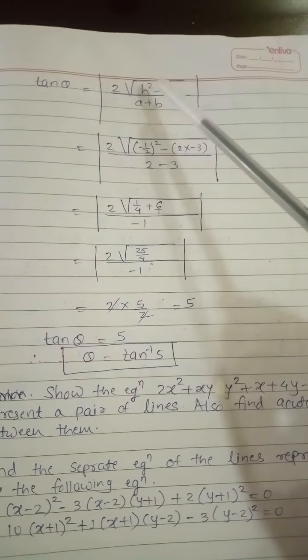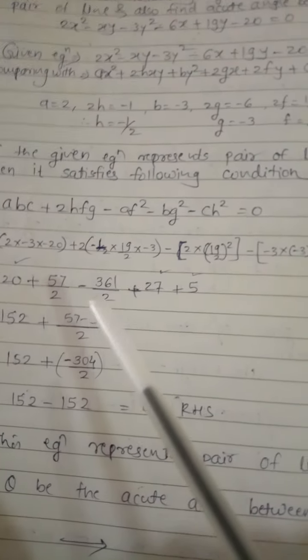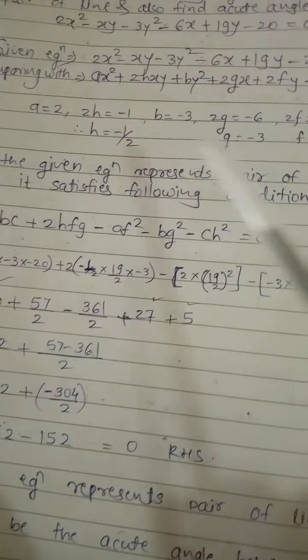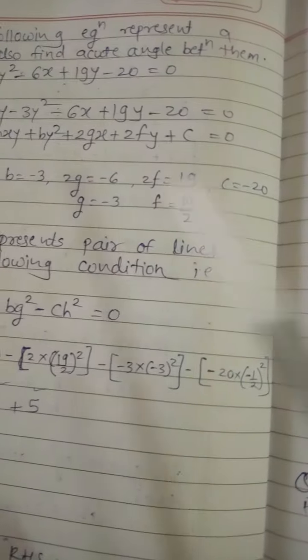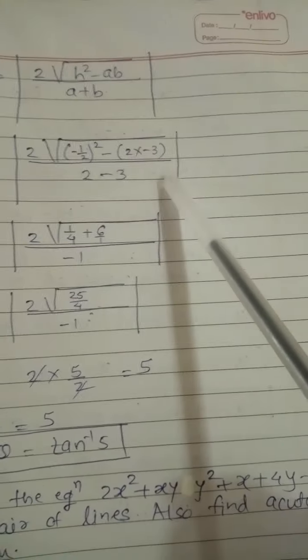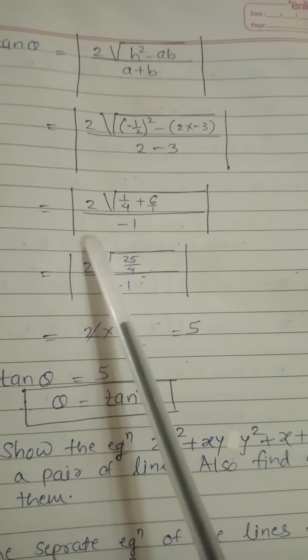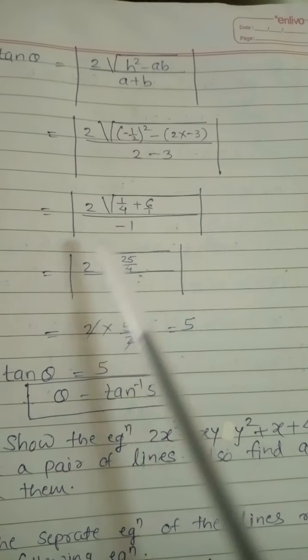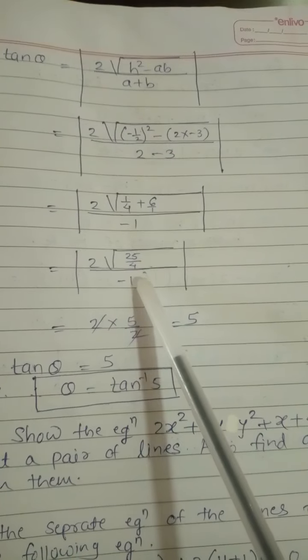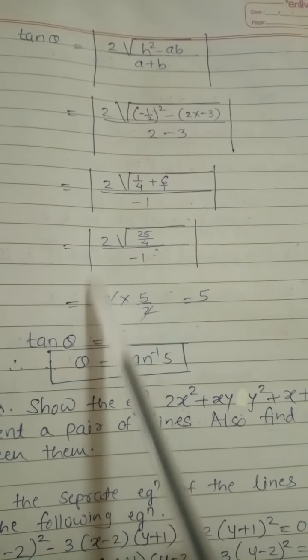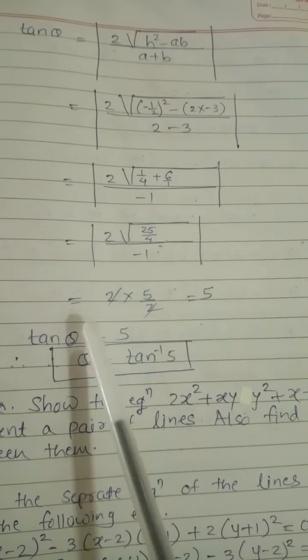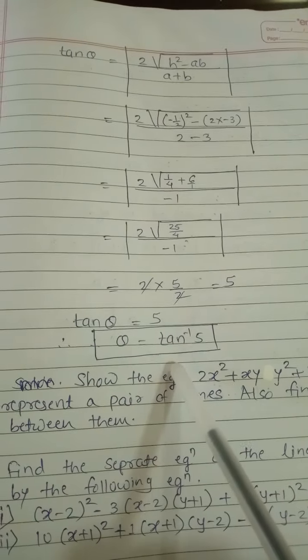The value of h we already found, that is minus half. So we put here minus half square, minus the value of a, which is 2, and the value of b is minus 3. So 2 into minus 3, upon 2 minus 3, that is a plus b. So 2 root of 1 by 4 plus 6, and by taking the LCM we get 25 upon 4. Solving this mod, we get 2 into 5 by 2, so the answer is 5. And so tan theta is equal to 5, so the value of theta is tan inverse of 5.